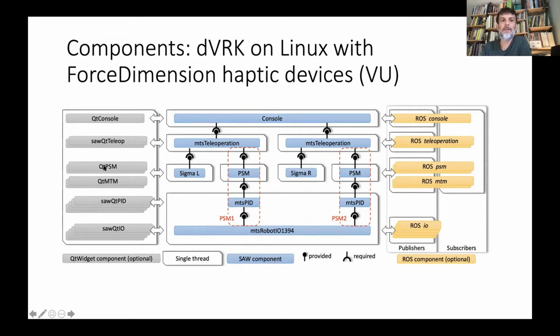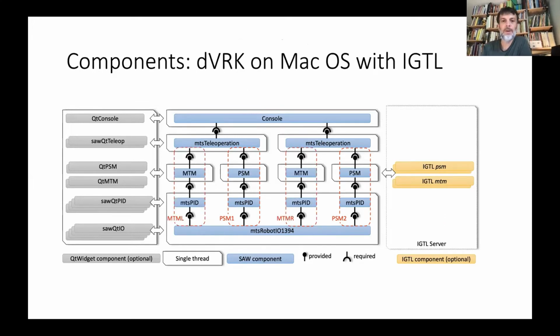And then you end up having the same graphical user interface, same ROS topics, everything is done by just swapping one component in the configuration file. So that has been really very useful for us to have a cheap dVRK platform.